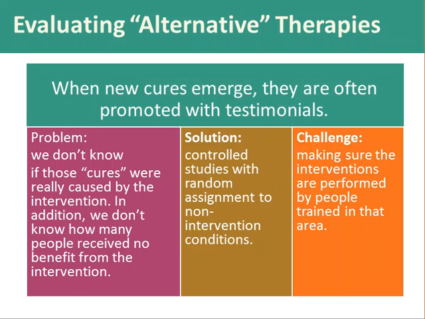Evaluating alternative therapies. When new cures emerge, they are often promoted with testimonials. The problem: we don't know if those cures were really caused by the intervention. In addition, we don't know how many people received no benefit from the intervention. The solution: controlled studies with random assignment to non-intervention conditions. The challenge: making sure the interventions are performed by people trained in that area.